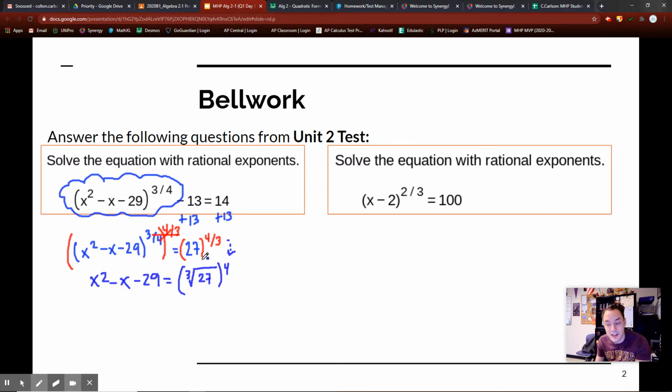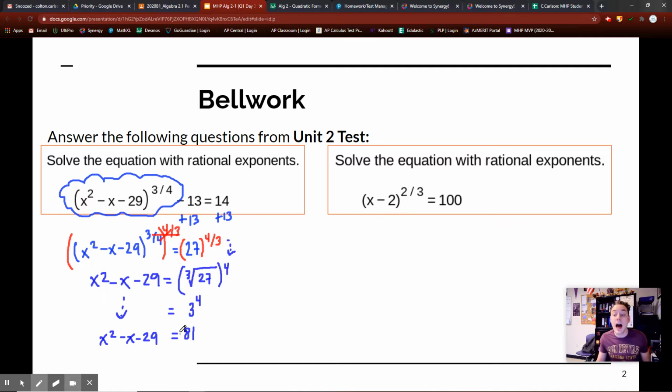You can also plug this into Desmos, just the right side, and you could definitely get an answer that way. But essentially what that equals, cube root of 27 is just 3, and then to the 4th power, that equals 81. Okay, so far what I have is all this junk.